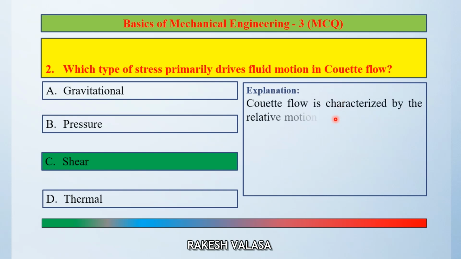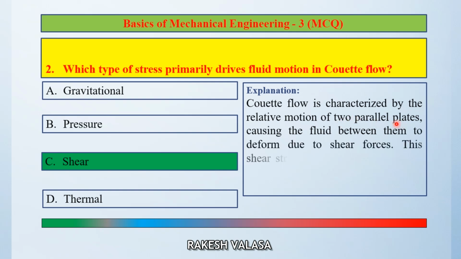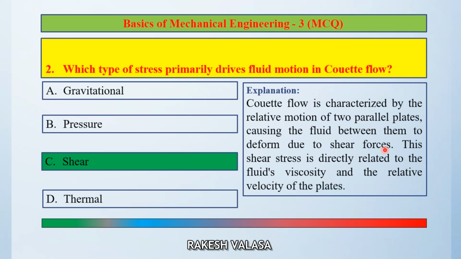Cavity flow is characterized by the relative motion of two parallel plates, causing the fluid between them to deform due to shear forces. This shear stress is directly related to the fluid's viscosity and the relative velocity of the plates. So the correct answer is option C shear.